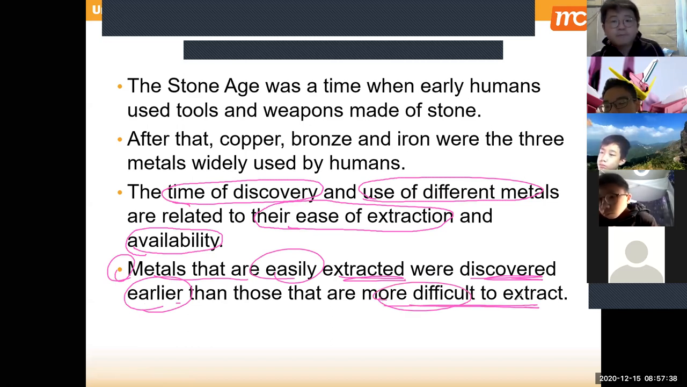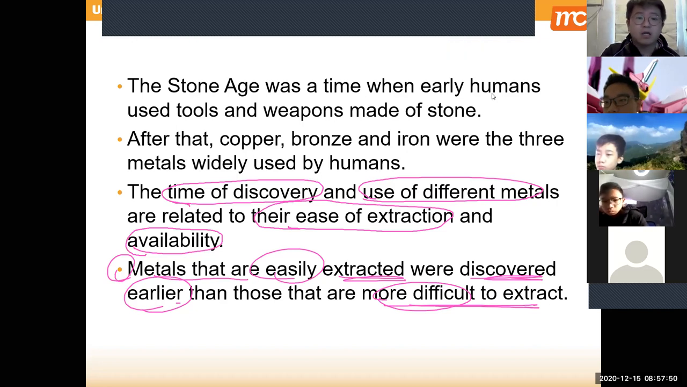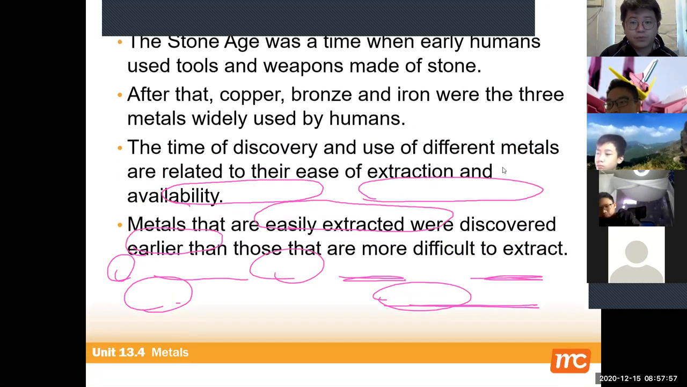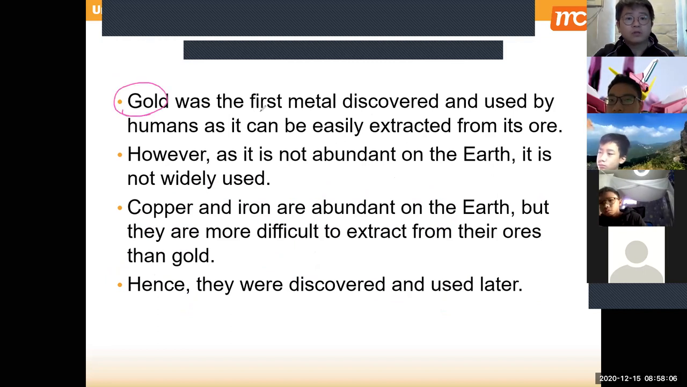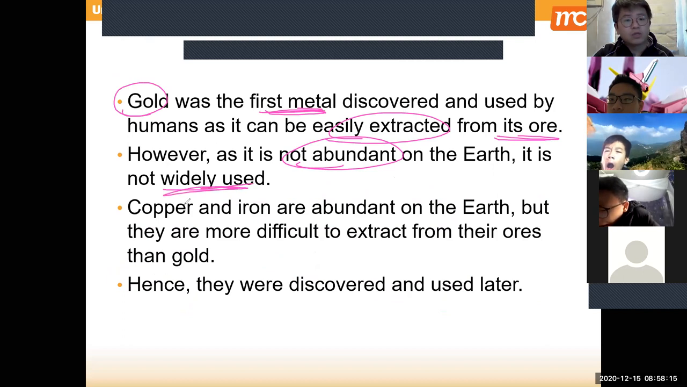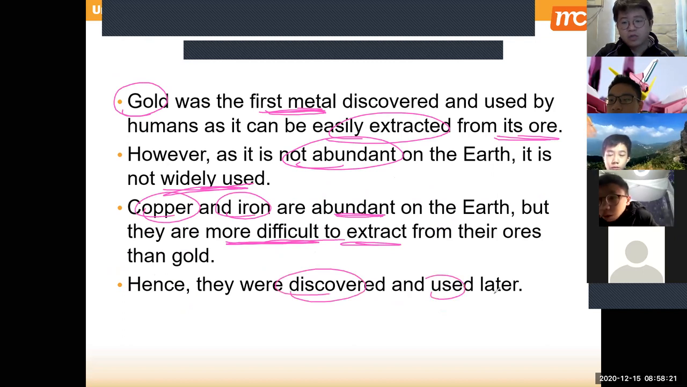Before we end the lecture today, I would like you guys to take a look at the book. We have the second page, with some of the metals, and I would like you to check the year of discovery of metals. Simply speaking, you may find such a phenomenon. Gold was the first discovered metal used by humans and is easy to extract from ore, not only found by looking. However, it is not abundant, so not widely used. Copper and iron are abundant, but they are more difficult to extract. So they were discovered and used later.